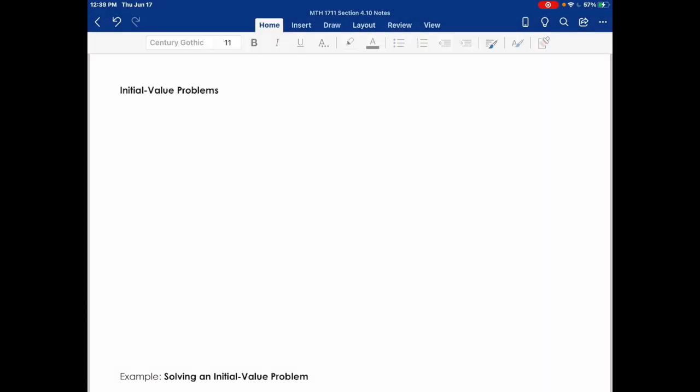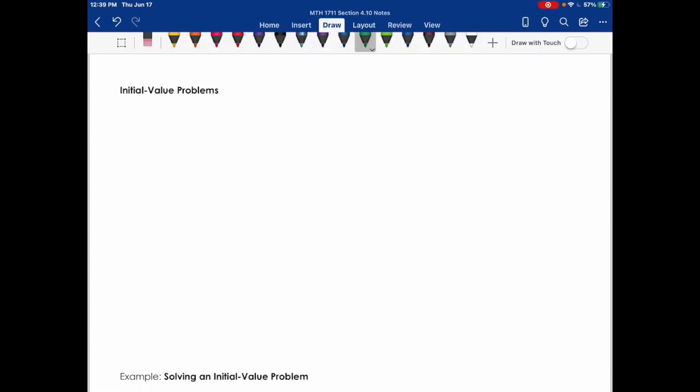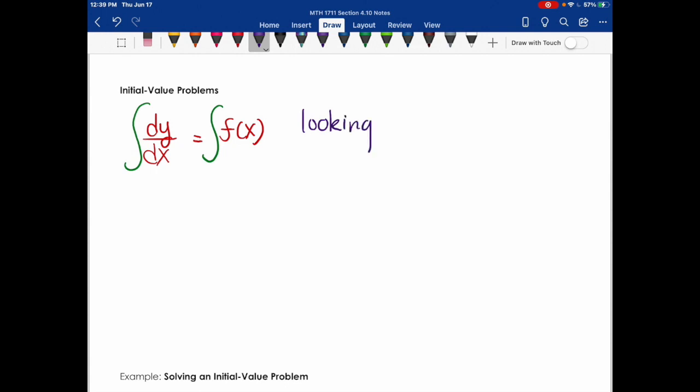Okay, the last topic we're going to cover in this section is what's called initial value problems. Now, when you find an antiderivative of f and you integrate, what you're really doing is you're solving the equation dy/dx is equal to some function. Basically, what you're doing is you're integrating both sides of the equation to find that antiderivative so you can find your unknown function y.